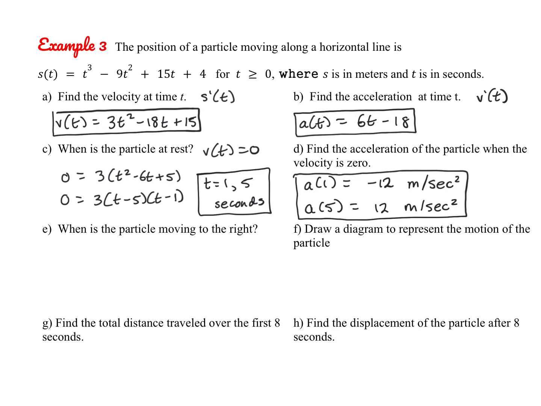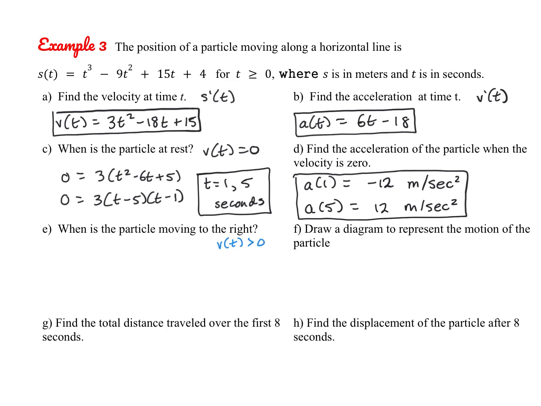All right, now let's look at part E. So here we're going to look at when our particle is moving to the right. So remember, with velocity, we have two directions. We have a positive and a negative direction. And in this case, since it's moving along a horizontal line, right represents positive velocity. So we're wondering when our velocity is greater than 0.